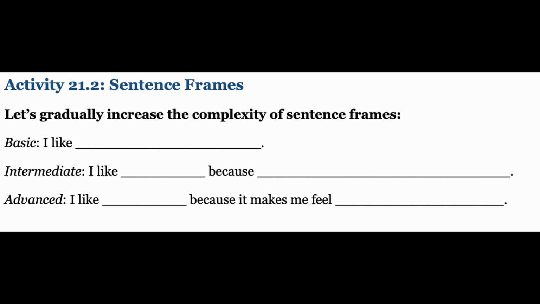In Activity 21.2, complete the sentence frames. You will gradually increase the complexity of the sentences by adding more details. For example, the basic sentence could read, I like baseball. The intermediate could be, I like baseball because it is a fun sport. And the advanced could be like, I like baseball because it makes me feel strong and important.